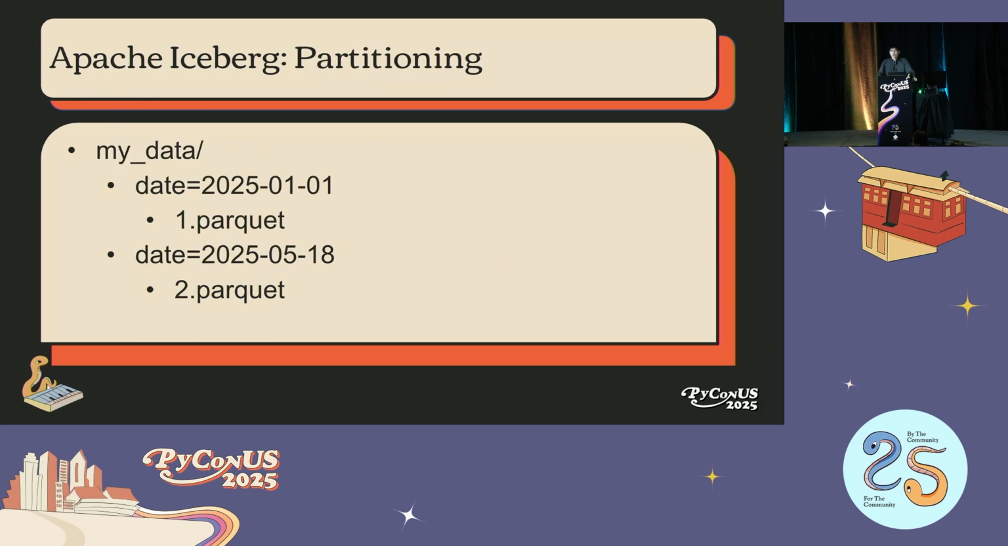Now, a little bit more about the partitioning supported in Iceberg. Iceberg allows you to specify a partition strategy to partition your data based on the value of one or more columns. In this slide, I showed a very simple example to partition my data based on the date. All the rows with different date values will go into different files. For example, if my date is January the 1st, it should go into the first Parquet file, and if the date is May the 18th, it should go into the second Parquet file. This is a simple partition.